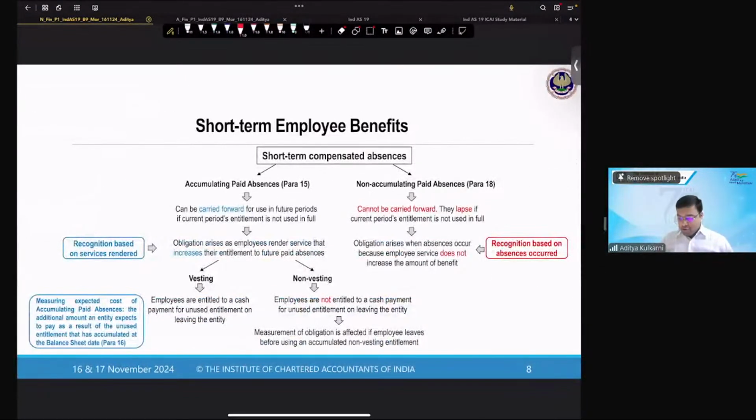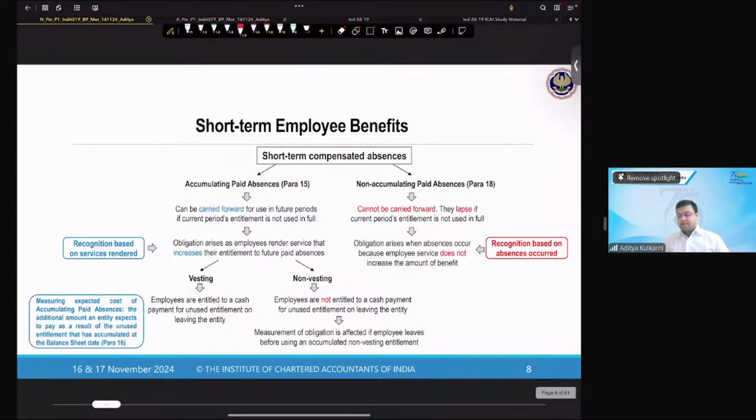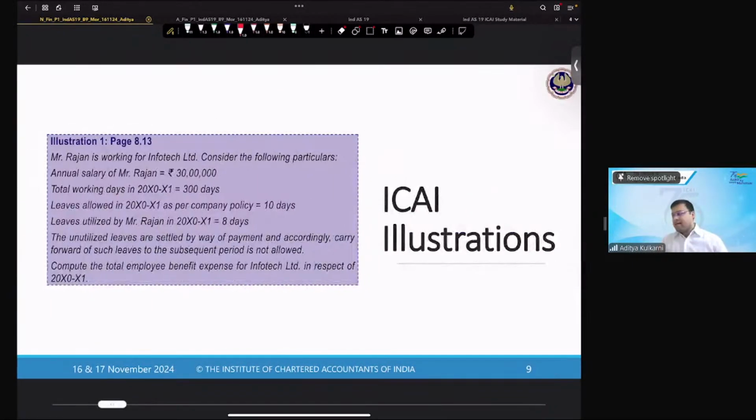And now we come to the important part, the slightly technical part, that is short-term compensated absences. For this, what I will be doing is, we will start by going through the questions, and then I will come back to this particular slide so that we can then understand the meaning of these terms better. Okay. So let us look at the questions.